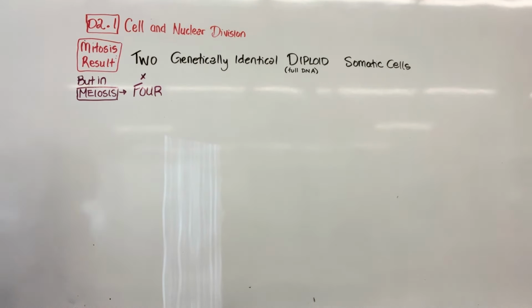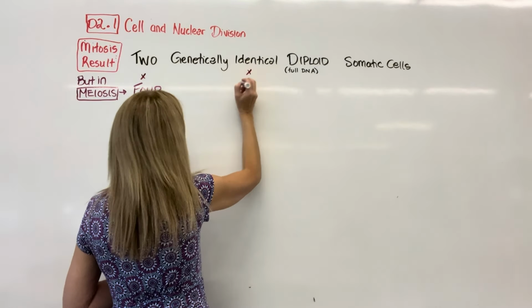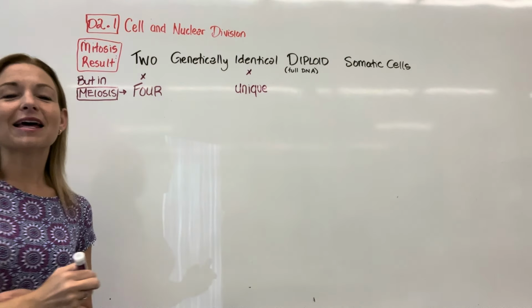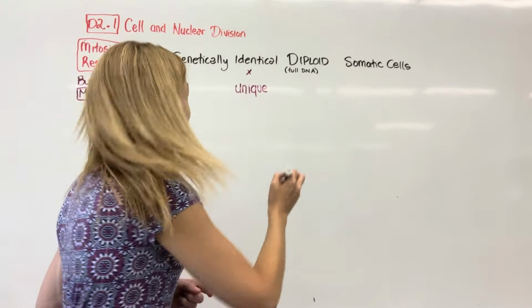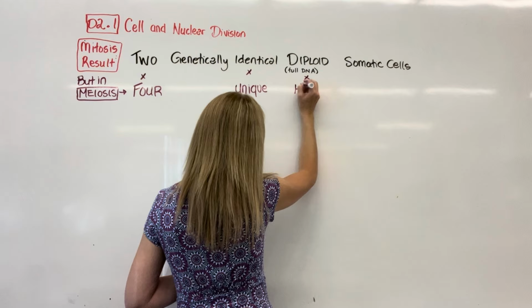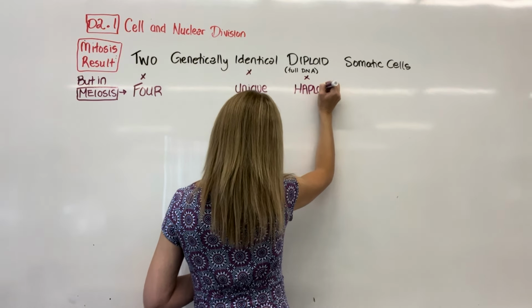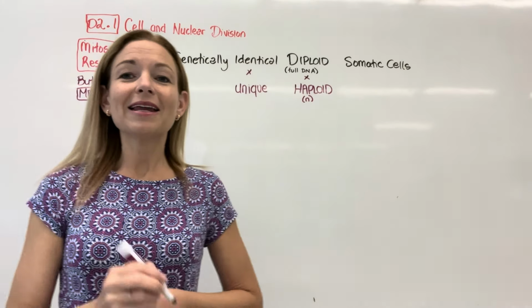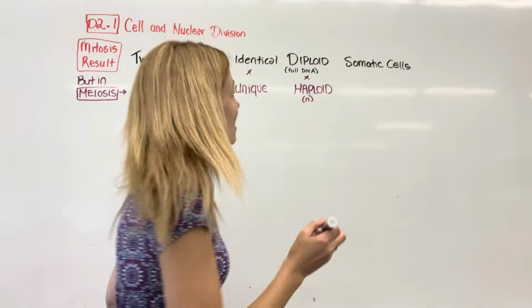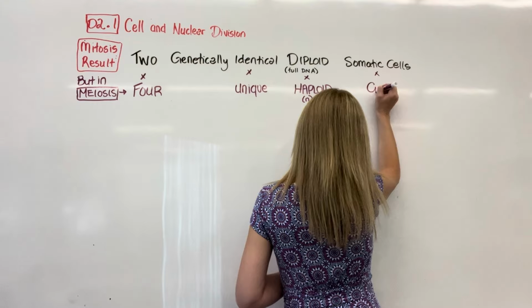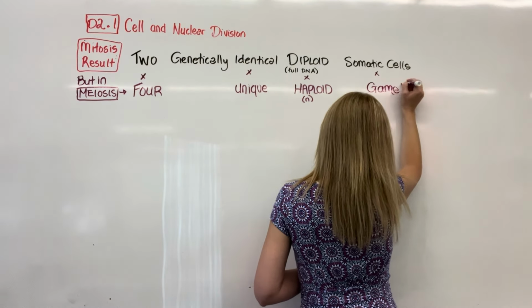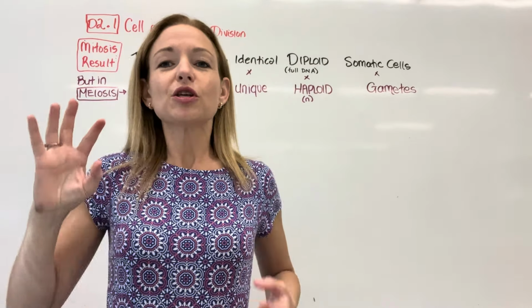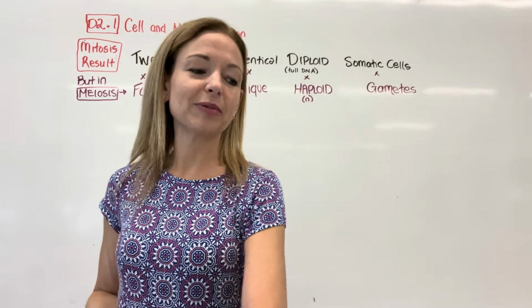Instead of having genetically identical cells, we are going to have genetically unique cells. Instead of them being diploid, they are now going to be haploid, so they are going to have only one of each chromosome. And instead of them being somatic cells, they are now going to be gametes. So all 4 of those things are different if we're talking meiosis. So the outcome of meiosis is going to be completely different.